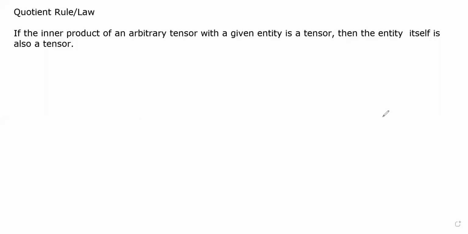Okay, so what does the quotient rule say? This is the quotient rule for general tensors. It says that if the inner product of an arbitrary tensor with a given entity is a tensor, and the answer is again a tensor, it means that the entity is also a tensor. This is what the quotient rule says. The statement is the same for Cartesian tensors as well as for general tensors.